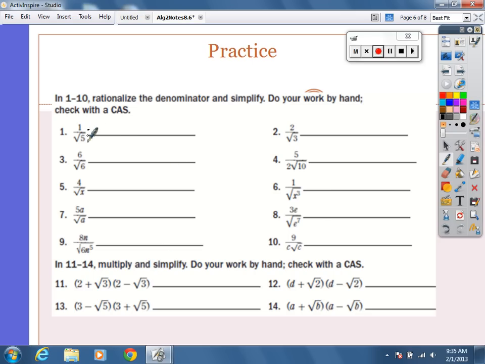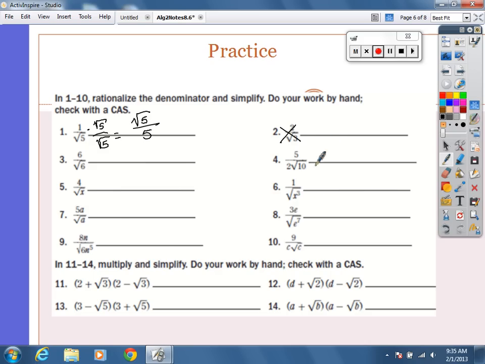These are easier to do. I'm just getting rid of that radical, so I'm going to multiply the top and bottom by the square root of 5. And I get square root of 5 over 5. I'm actually going to go like this because that way my stuff won't run into each other if I take two lines. Okay, so I'm not doing this one.